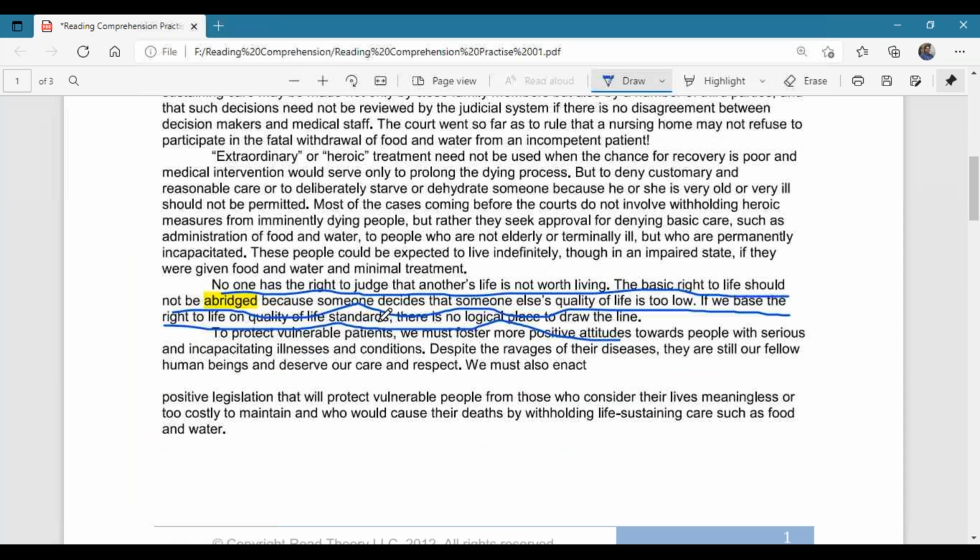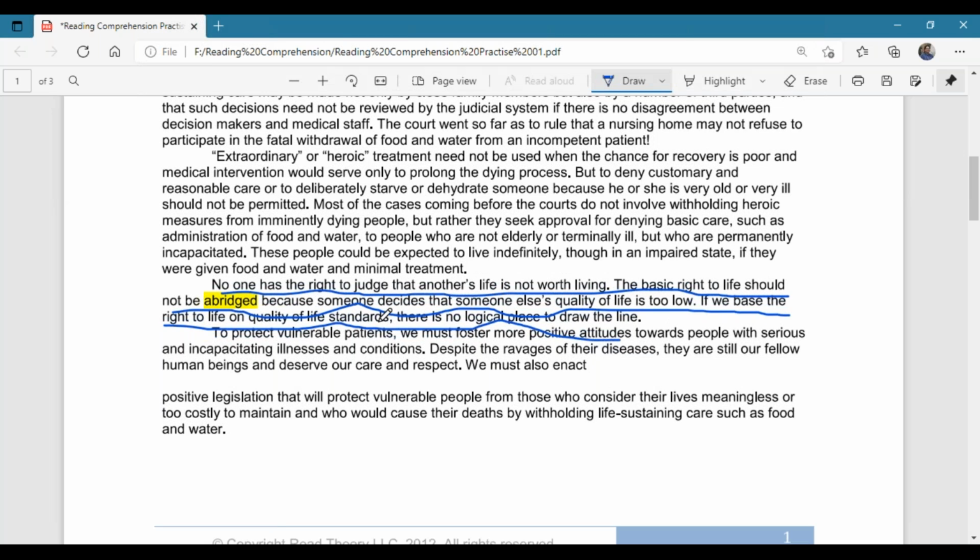See, in paragraph 7, the author writes, no one has the right to judge that another's life is not worth living. Okay, so the basic right to life should not be abridged because someone decides that someone else's quality of life is too low. If we base the right to life on quality of life standards, there is no logical place to draw the line.